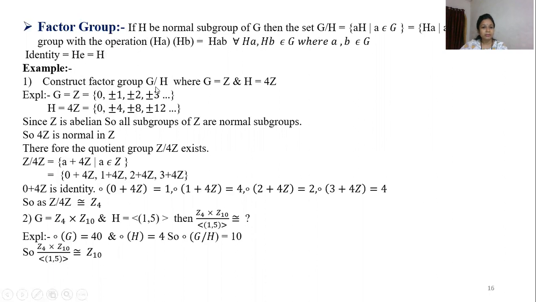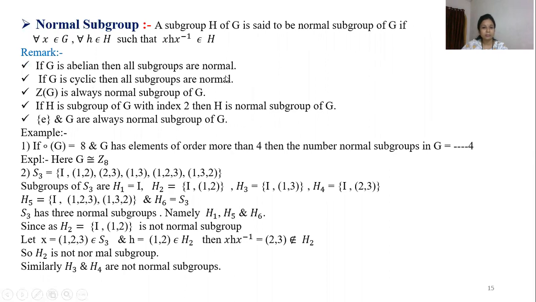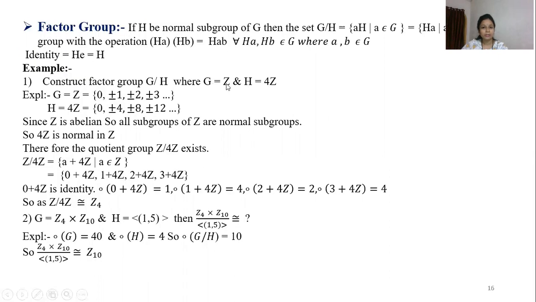Consider one example, construct a factor group G/H, where G is Z and H is 4Z. In order for this quotient group or factor group G/H, that is Z/4Z, to exist, 4Z must be a normal subgroup of Z. Previously we have seen each mZ is a subgroup of Z. And Z is abelian. By the previous note, if G is abelian, all subgroups are normal. 4Z is a subgroup of Z, and Z is abelian. Therefore, 4Z is a normal subgroup of Z. Therefore, the quotient group Z/4Z exists.